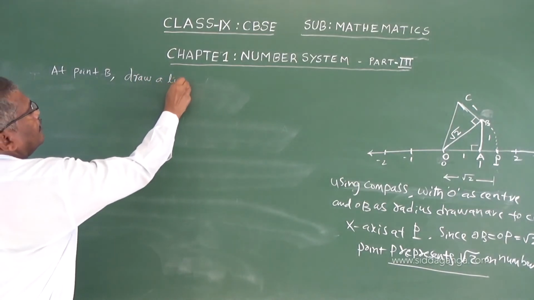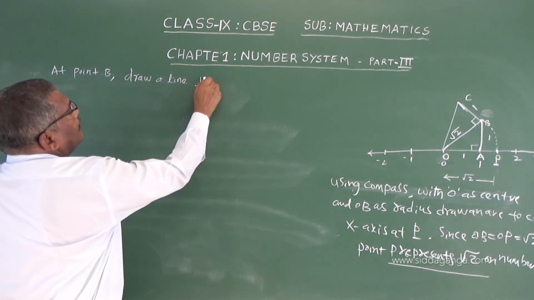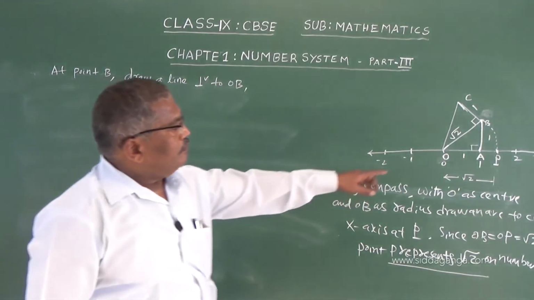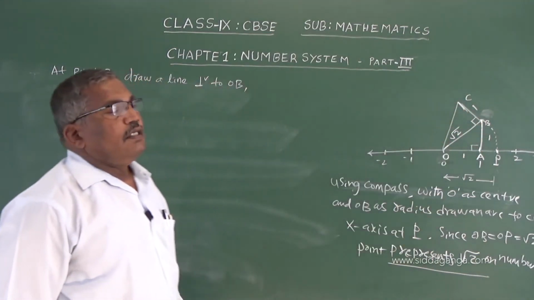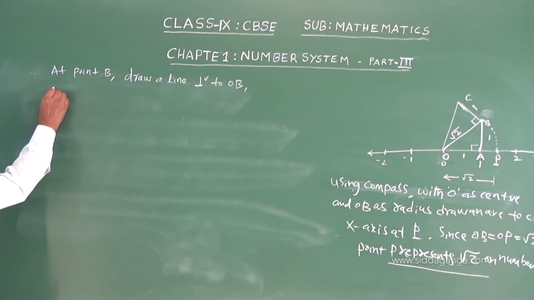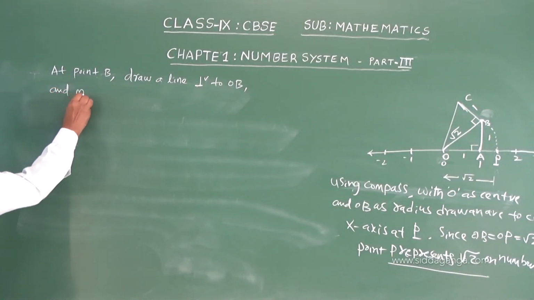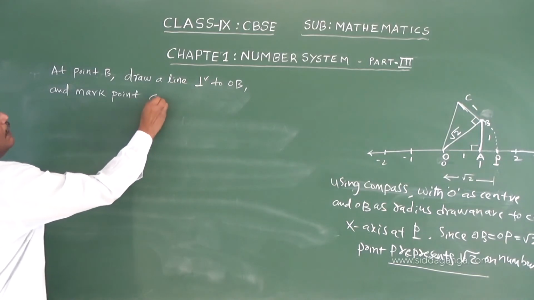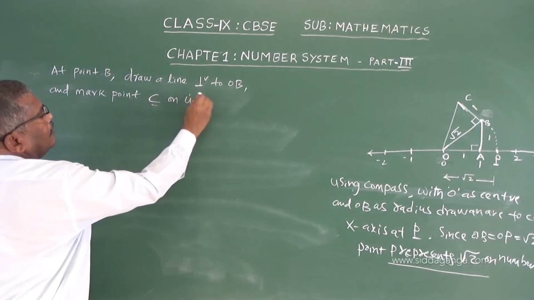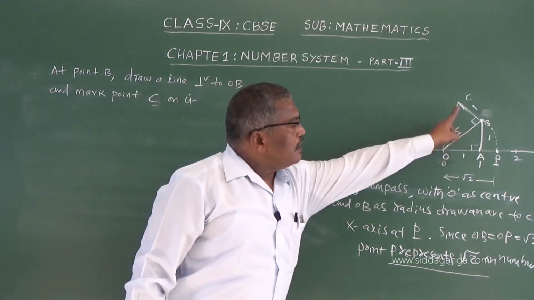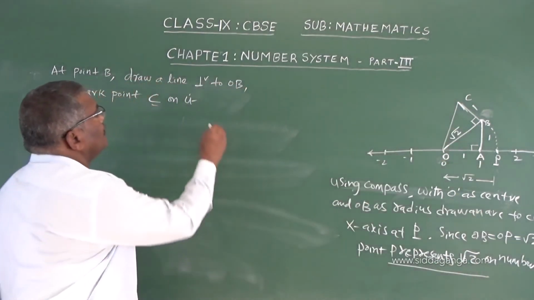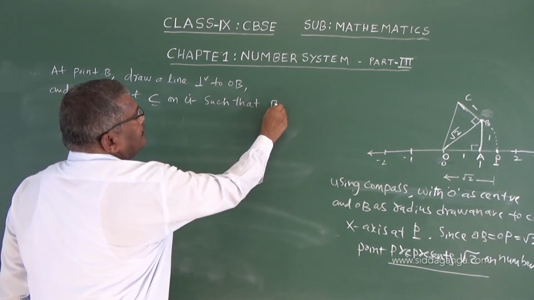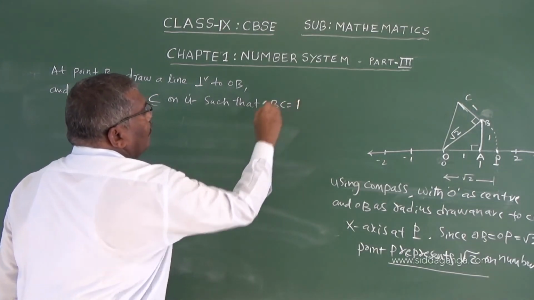Draw a line perpendicular to OB. This is the perpendicular line, and mark point C on it. How to mark point C? Such that BC must be equal to 1 unit, that is, BC distance is equal to 1.